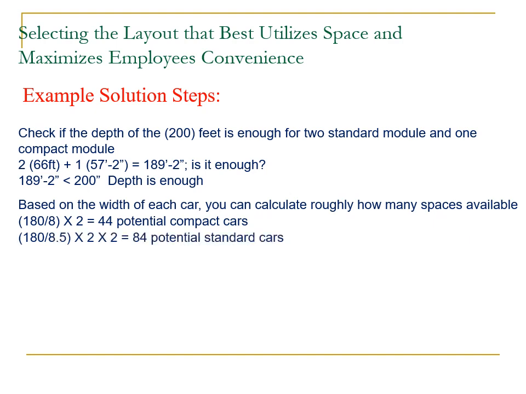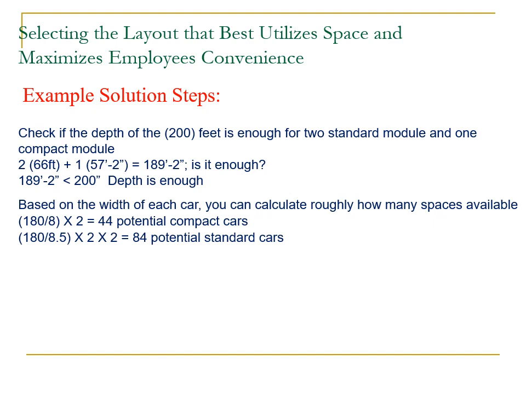But for standard cars, the stall width for one car is 8.5. So if you divide 180 by 8.5, then you can find the number of cars that you can accommodate on one side. If you multiply it by 2, then you can calculate the total number of cars that you can accommodate in one module. But since we are planning to have 2 modules, we need to multiply this number by 2 again, and in total we will have 84 cars.